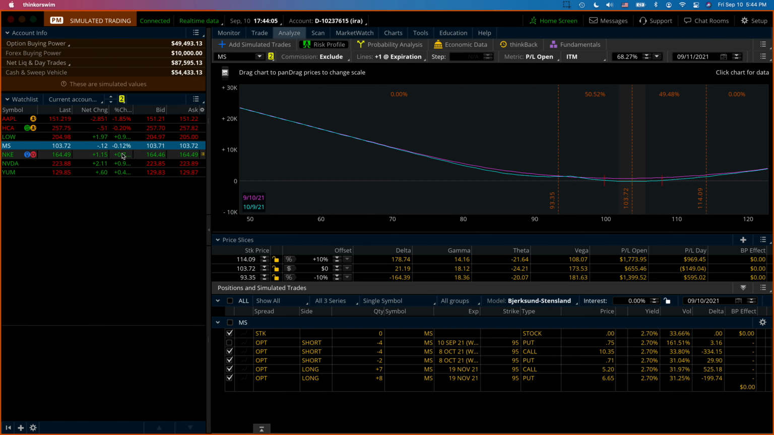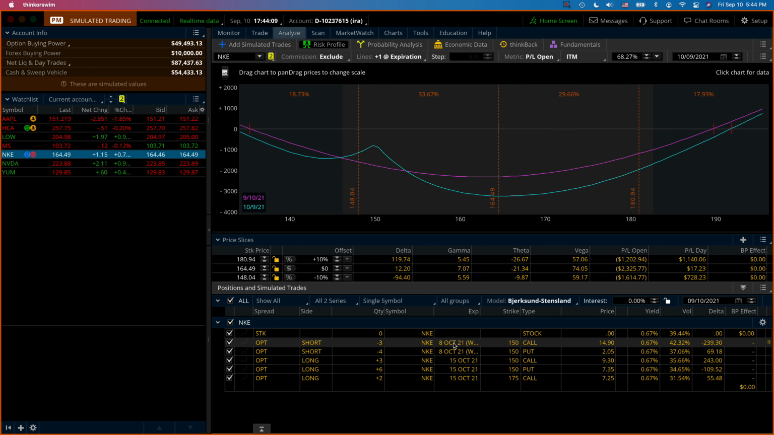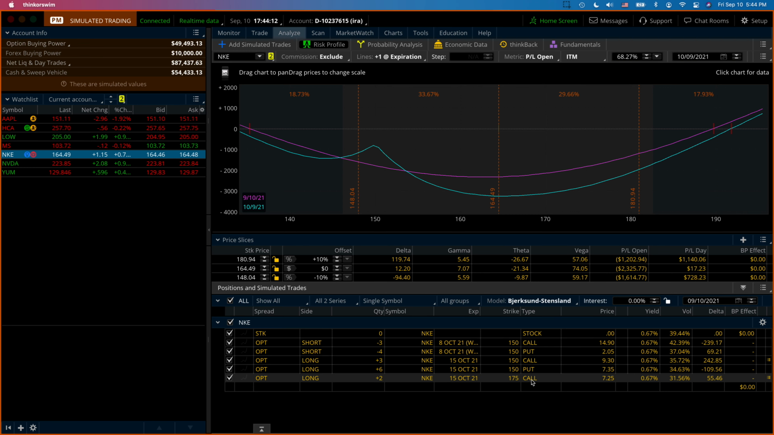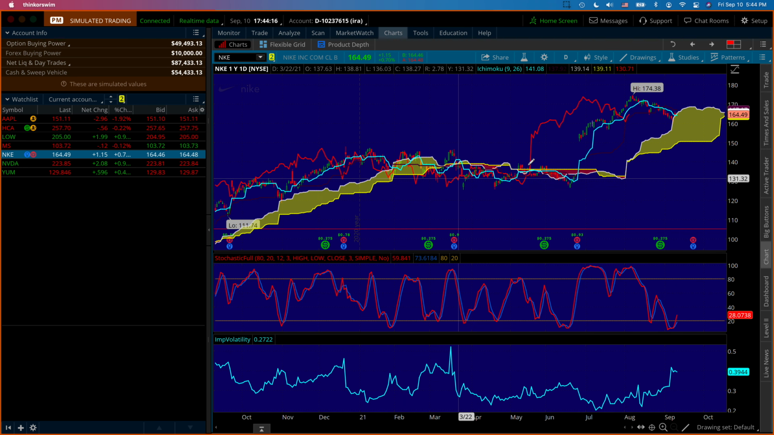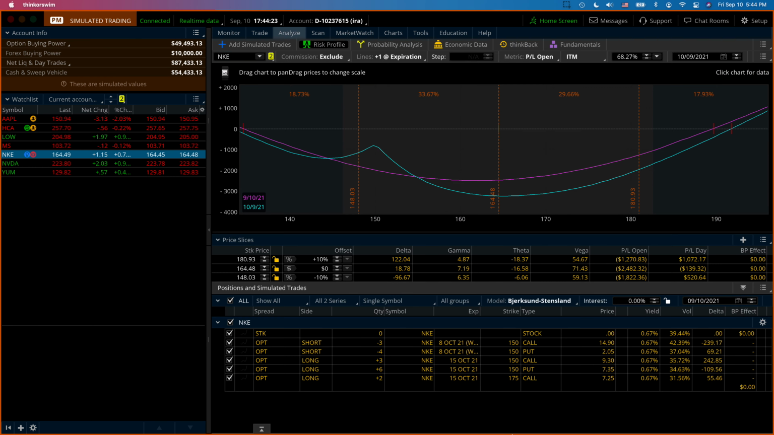Okay, let's go to Nike here. October, you can see here we have 175 is my call. Let's take a look at the chart. Earnings are coming up, and we want it to be delta neutral. It is very close to delta neutrality, so I'm not going to change anything. I might close just before earnings if I'm convinced that I have plenty of gains there.